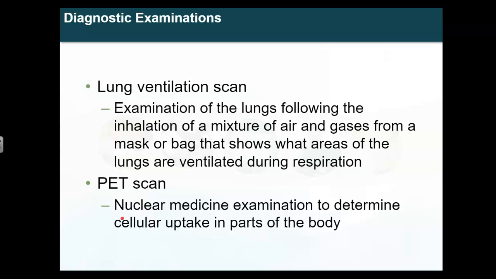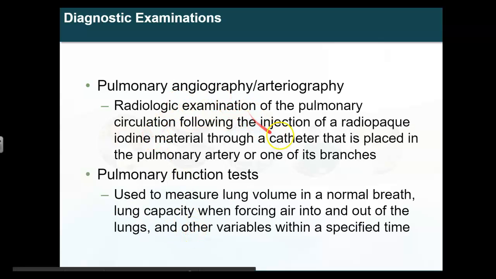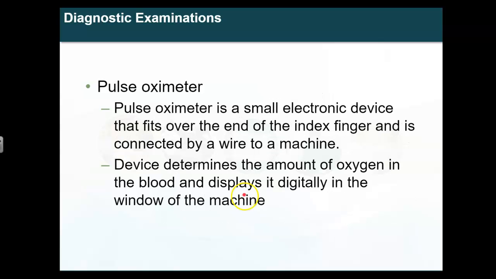Then there's the lung ventilation scan, which examines the lungs following the inhalation of a mixture of air and gases from a mask or bag that shows what areas of the lungs are being ventilated when you're breathing in and out. And then there's a PET scan, which we use to determine if somebody maybe has cancer. It's a nuclear medicine exam to determine cellular uptake in parts of the body. And there's pulmonary angiography and a pulmonary function test. These are both interesting. I encourage you to look these up on your own so you can get a visual of what you're looking for here.